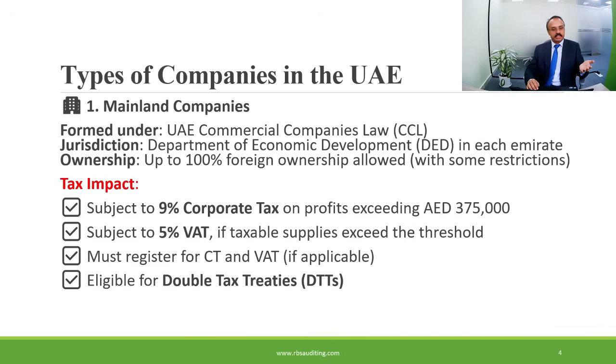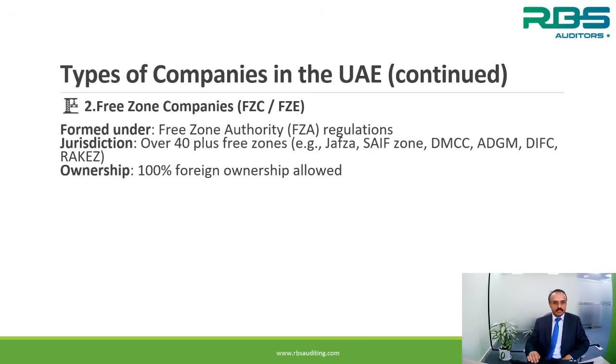All mainland companies are subject to 9% corporate tax on profit exceeding 375,000, and 5% VAT if taxable supply exceeds the threshold. The threshold, again, is 375,000, and it's mandatory. And 187,500 is for voluntary registration. They must register for CT and VAT if applicable, and are eligible for double taxation treaties, depending on whether you are dealing with international companies.